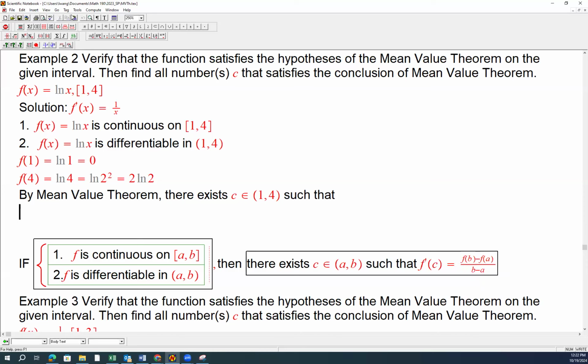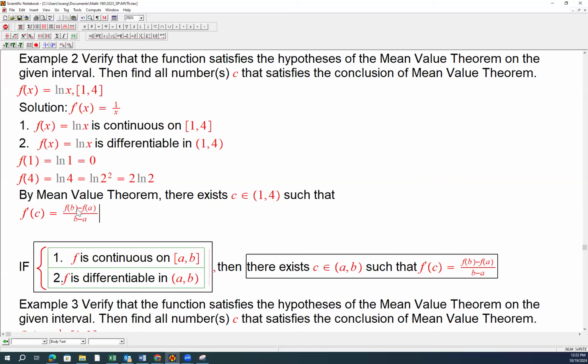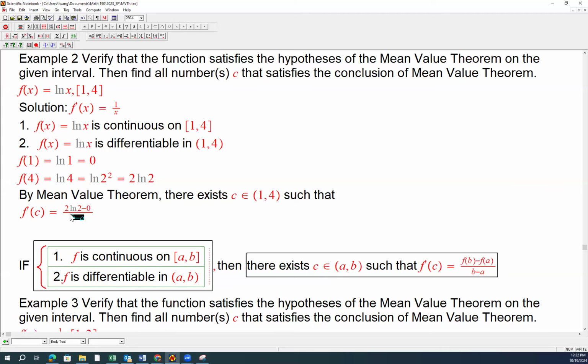So we're about to plug in the conclusion. f of b equals 2 times ln 2, f of a, which is f of 1, that's 0. And over here is 4 minus 1, right? The derivative is 1 over x, so that's going to be 1 over c.